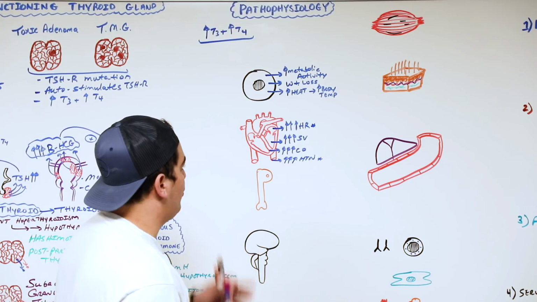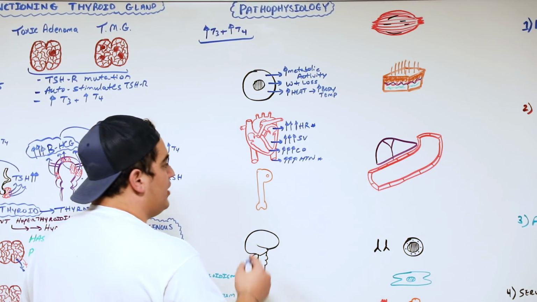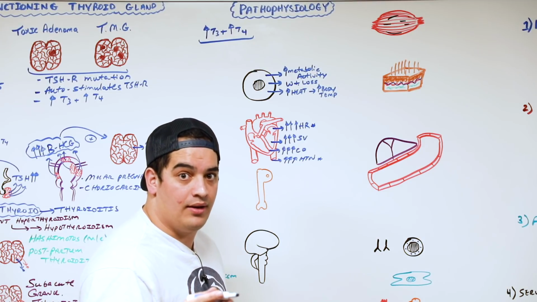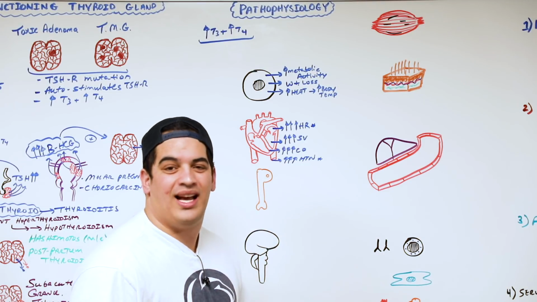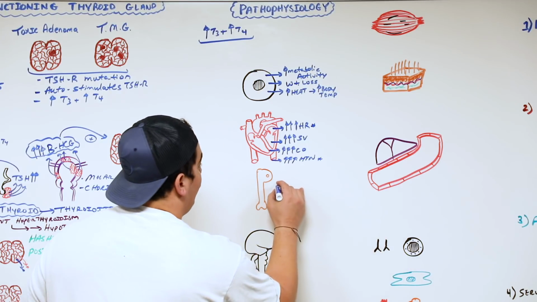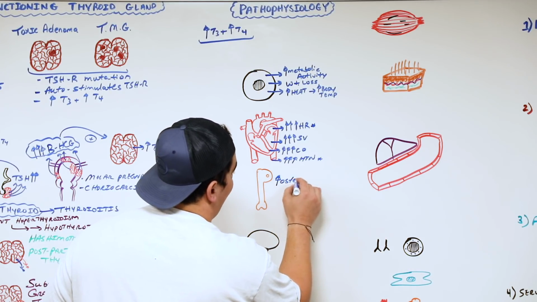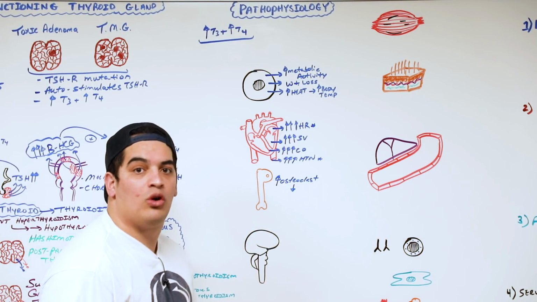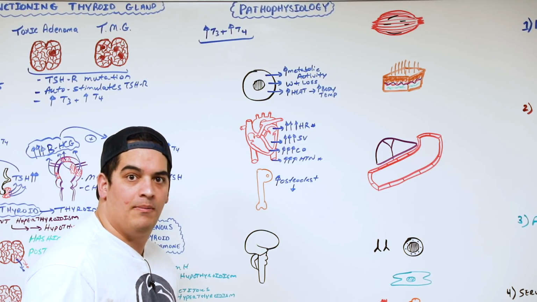The next thing is it can act on the bone tissue. When it acts on the bone tissue, what do we say it does? Maintains a nice little beautiful balance between what? Osteoclasts and osteoblasts. Well, guess what? When it's too high, it favors osteoclasts. If you increase osteoclastic activity, what is that going to do? That's going to increase bone resorption. You're going to pull more calcium from the bone.